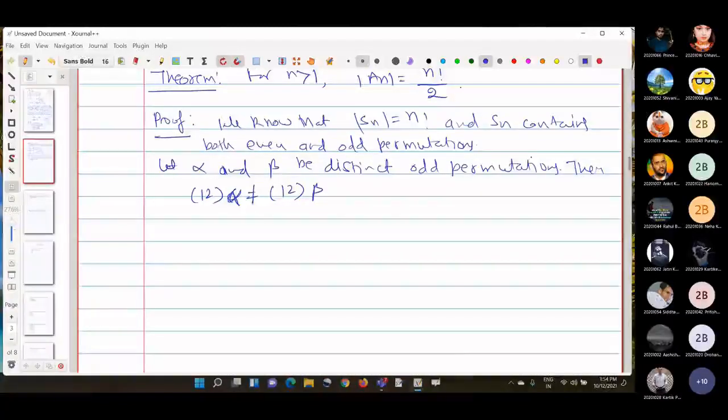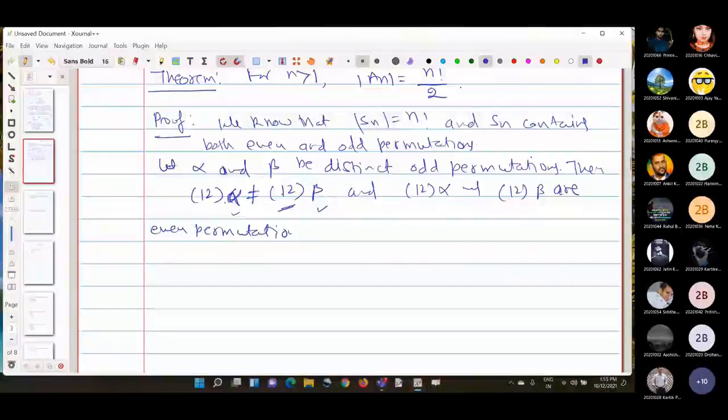Of course, you can prove that An is a group, but we did not prove that An is a group. Okay, you can try it out. There is no problem. But you know that in a group the cancellation law holds. So if they are equal, then alpha becomes beta. That is a contradiction because we have chosen alpha and beta as distinct odd permutations. So they are not equal, and (1 2) alpha and (1 2) beta, because this is an odd permutation, this is also an odd permutation, and you are multiplying them with one single permutation, they are even permutations.